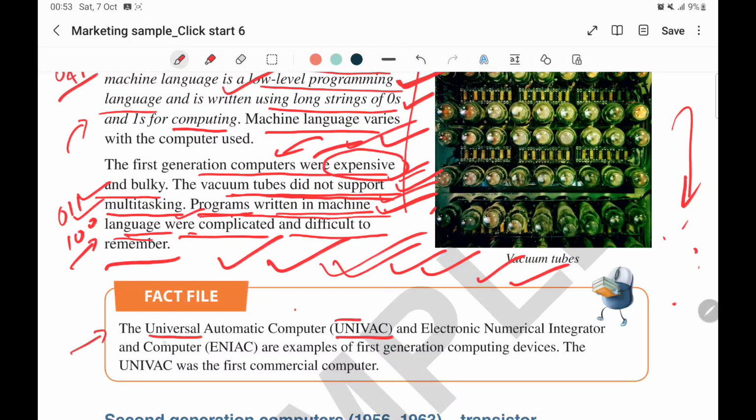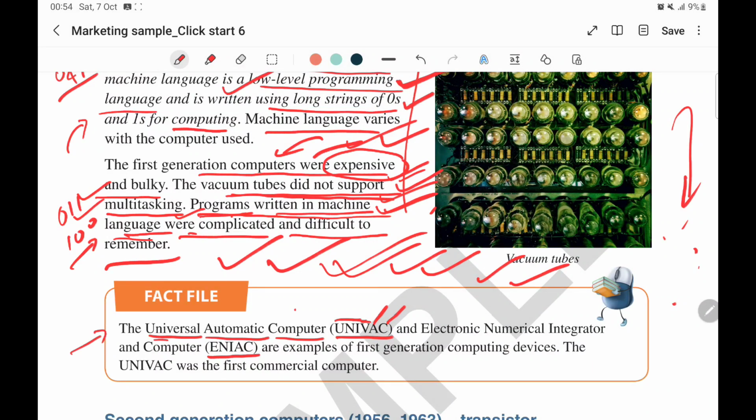From UNI it is universal, from V it is... from UNIV it is universal, from A it is automatic, and from C it is computer. So UNIVAC is a computer, universal automatic computer, and ENIAC was also a computer.